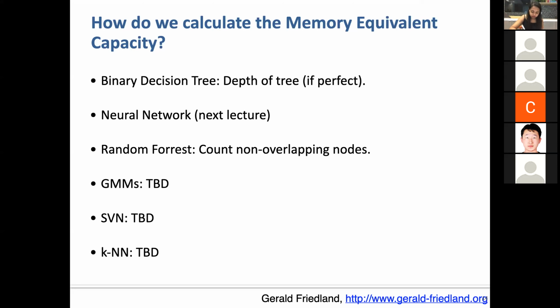lookup table. Compared to another machine learner that I have, is that machine learner doing better than the lookup table or not? And you can totally measure this with a validation set, but you can quantify the generalization by dividing the number of correctly classified instances, which is sort of the number of states, by the memory equivalent capacity of your machine learner.